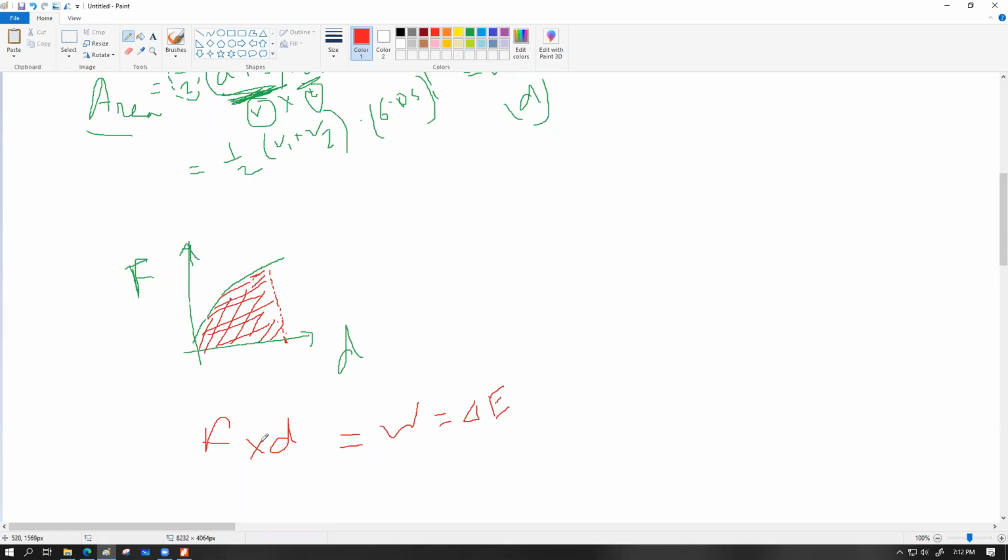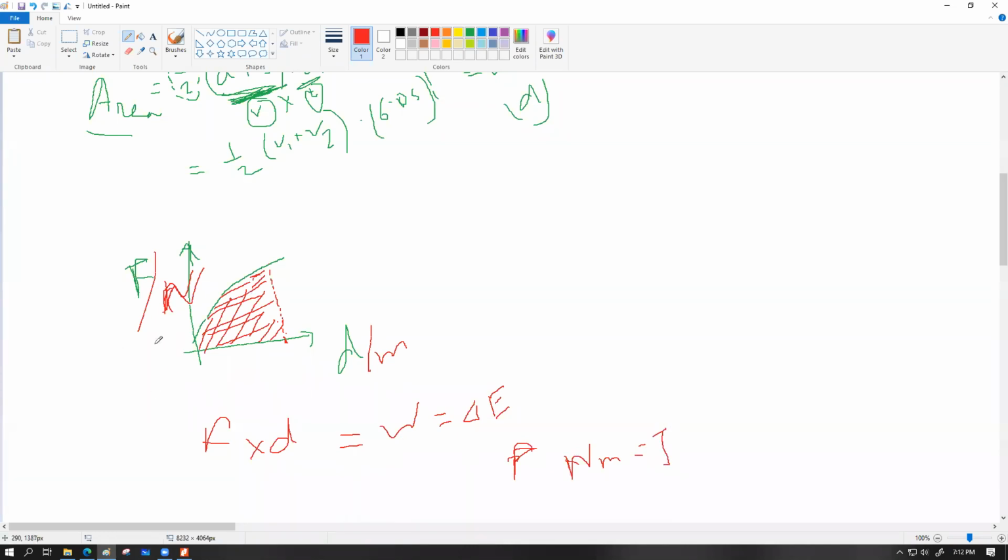So what I mean is that if you multiply force into distance, the force unit is Newton and the distance unit is meter. So what will the work done unit be? Force into distance is Newton meter, but we do not usually write Newton meter for the unit of work done. Exactly, we write joule. Exactly. So that's the point that I'm trying to make.